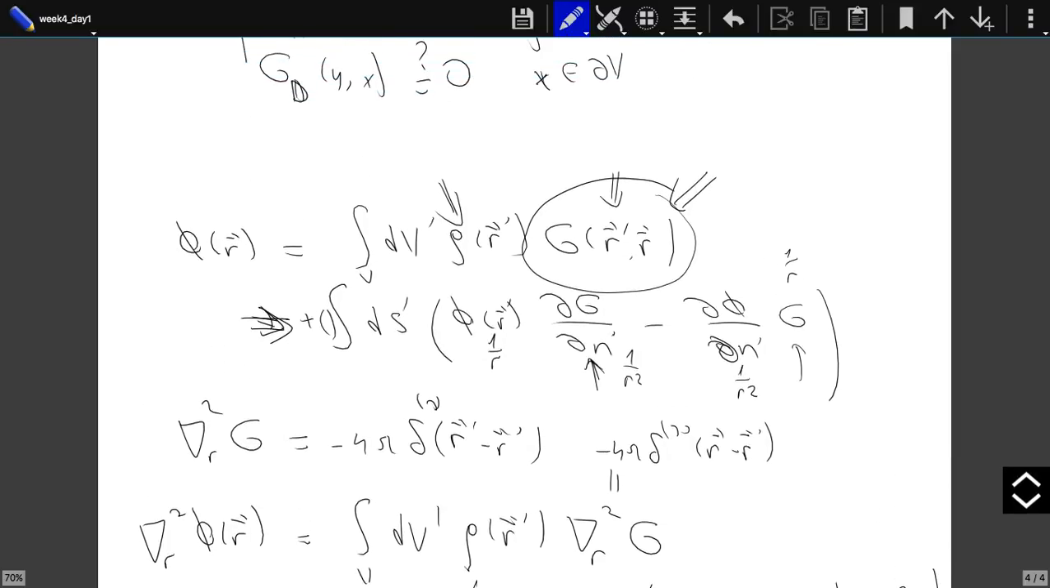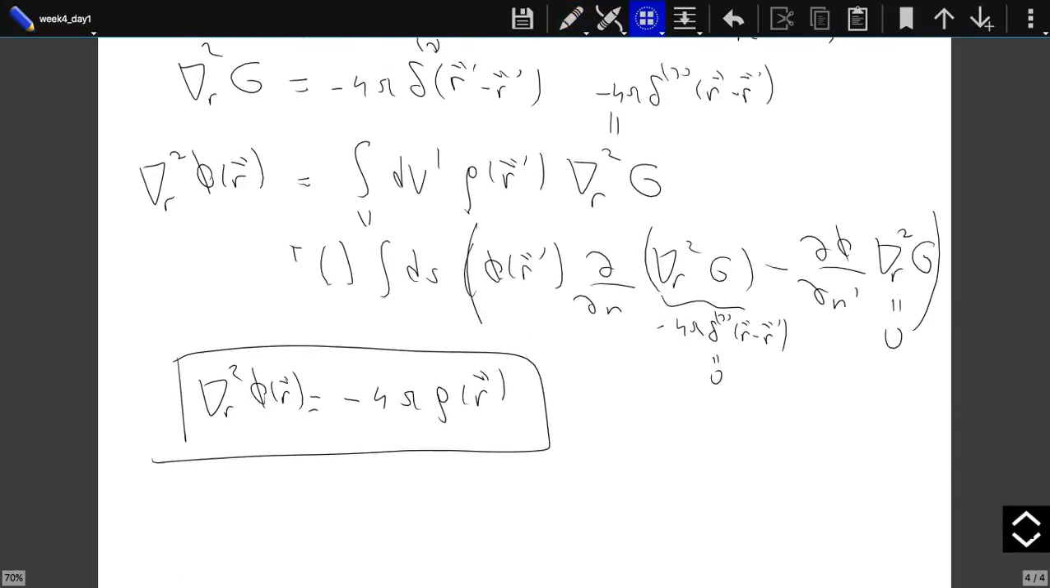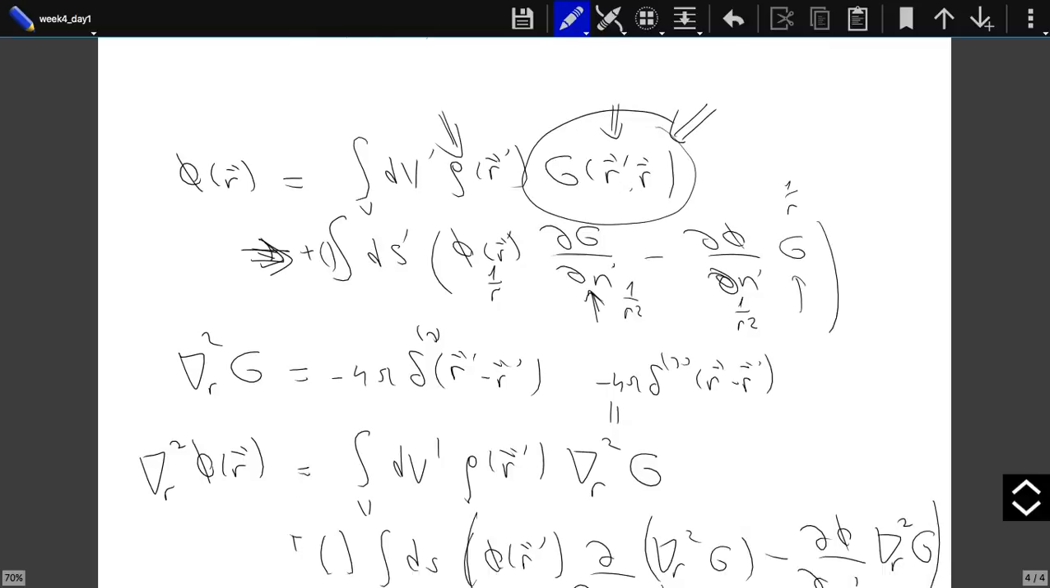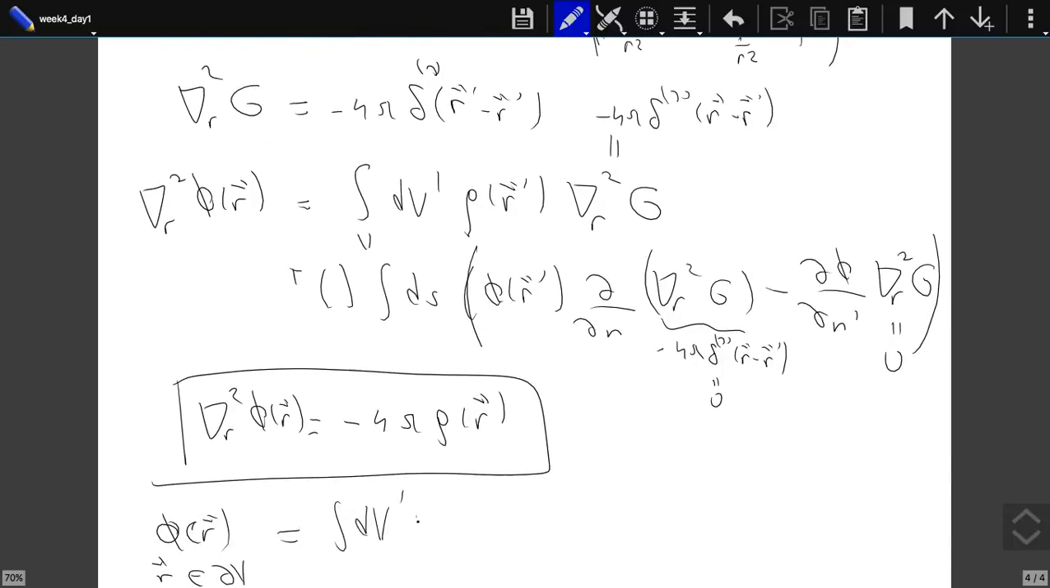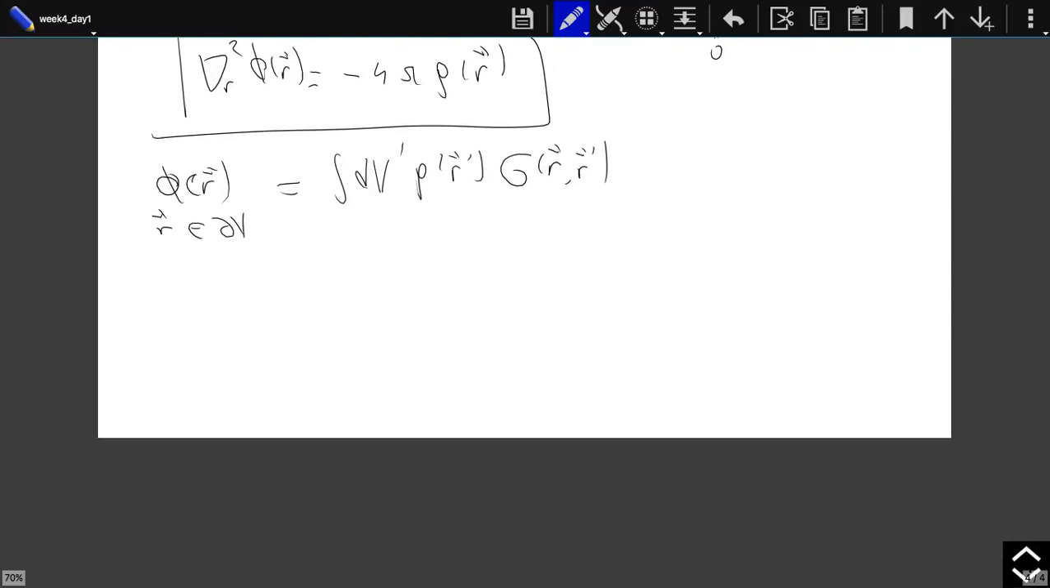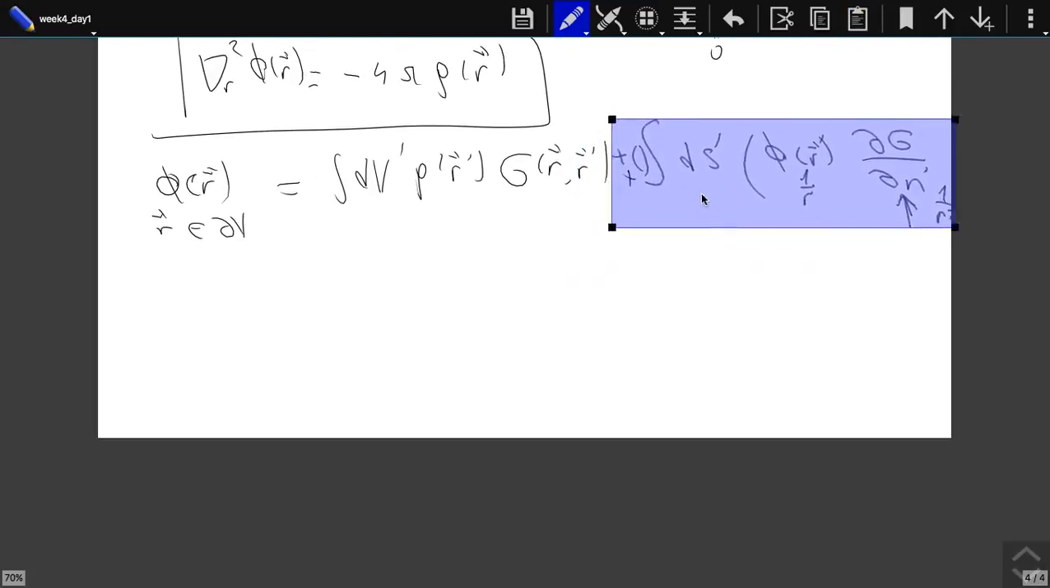Now let's look at the boundary condition. We know the value of phi on the boundary, let's say. When R is on the boundary, we know its value. We set G on the boundary to be 0. This is equal to the integral dV prime rho of R prime G of (R prime, R), or (R, R prime) if it is symmetric, plus this term.